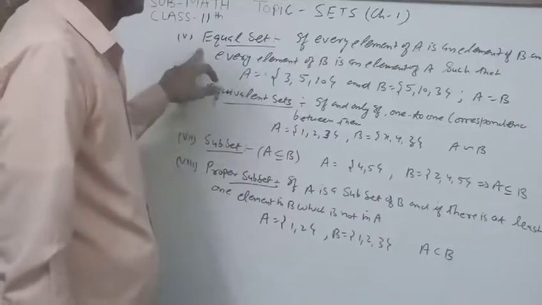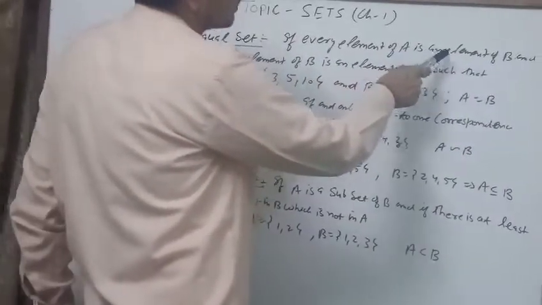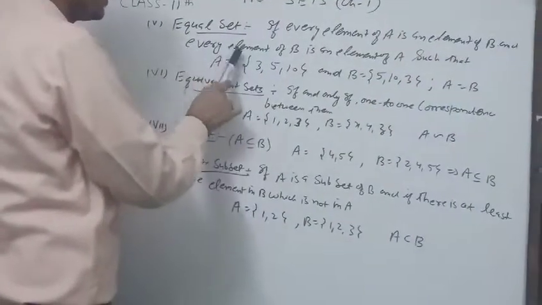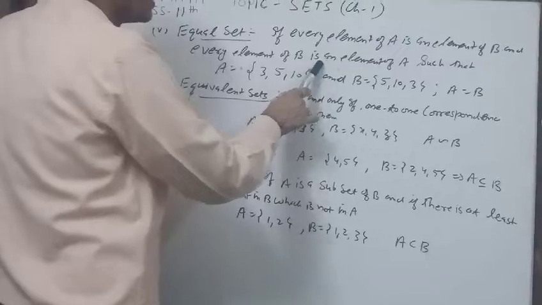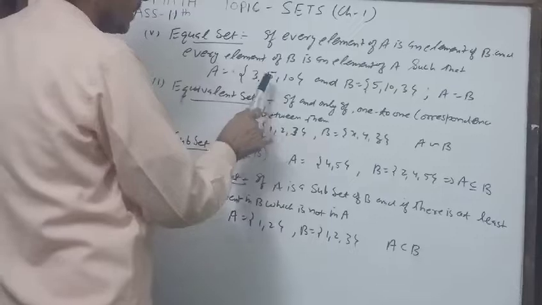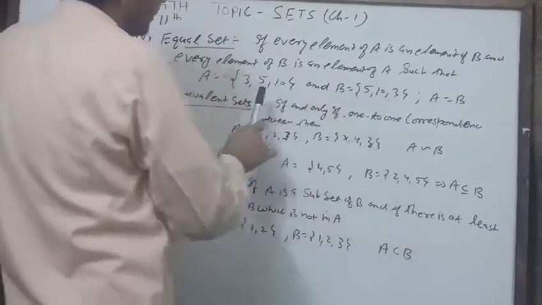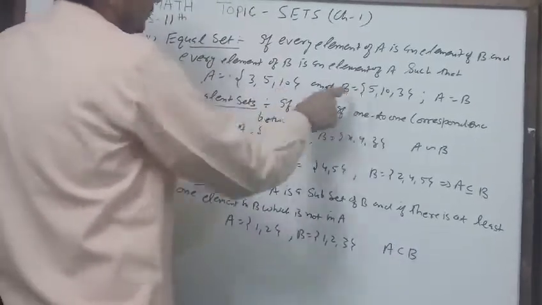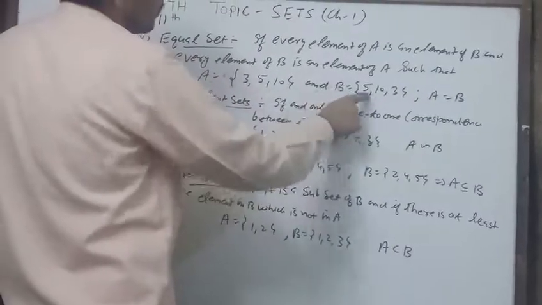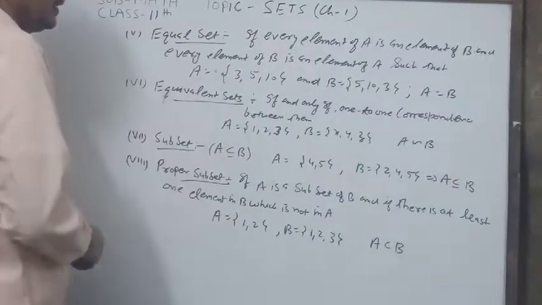Next is equal sets. If every element of A is an element of B and every element of B is an element of A, such that A is the set 3, 5, 10 and B is another set 5, 10 and 3, right? These are two sets which are equal, right? 3, 5, 10. So A equals B.